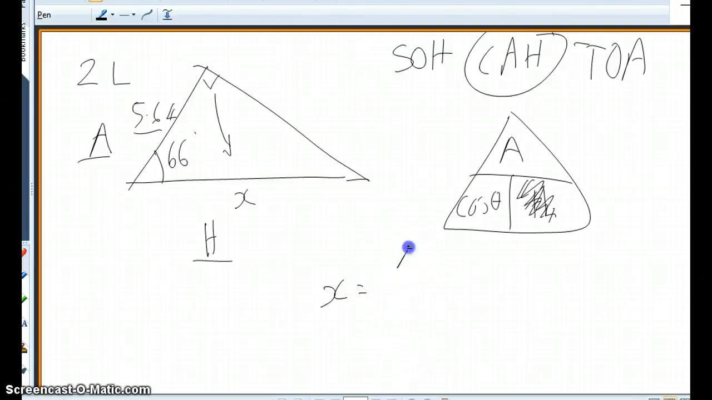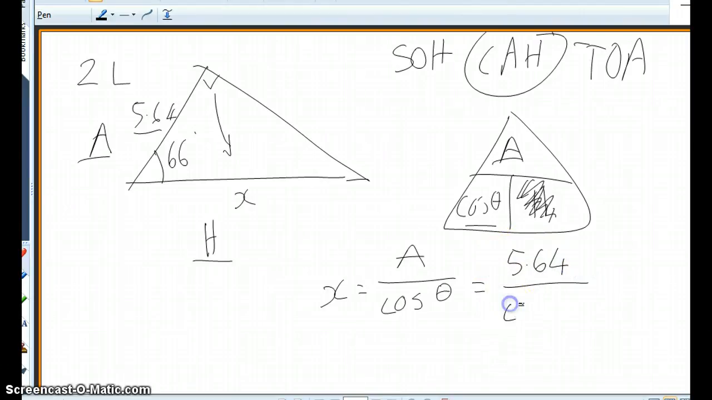x is equal to A over cosine of the angle. Notice the difference? I'm not timesing anymore because A is over the cosine. That's why we still have to cover up the H. That's what I'm looking for. Cover it up with your finger or your hand, whatever. A over cosine of the angle will give you the answer. It's different to what we've just been doing. A is 5.64. The angle is 66.